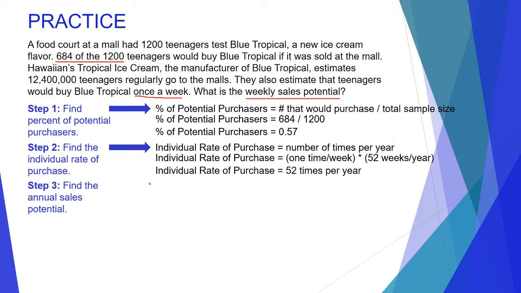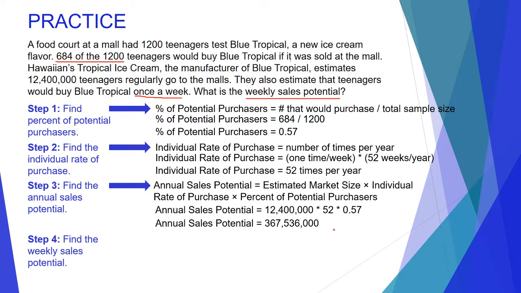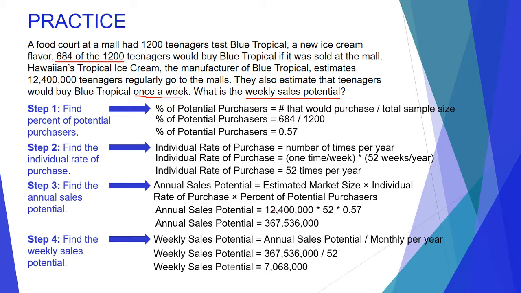Now plug that into the annual sales potential. We know there are 12,400,000 teenagers that go to the mall regularly. Multiply that by 52 and multiply that by 0.57, giving us 367,536,000 per year. That's annual. Now we need to determine the weekly sales potential. So we divide that by 52, giving us 7,068,000. That means every week we expect 7,068,000 teenagers to buy Blue Tropical.